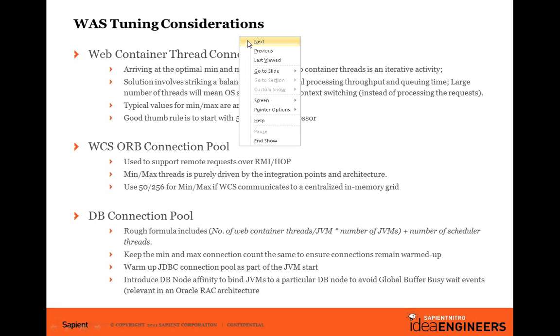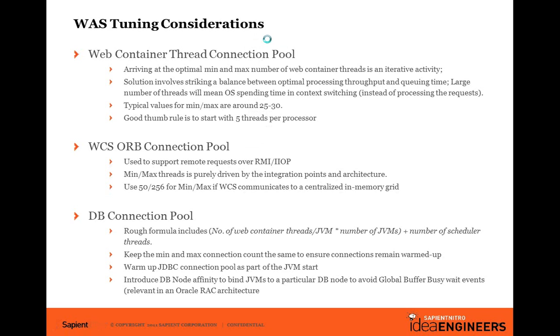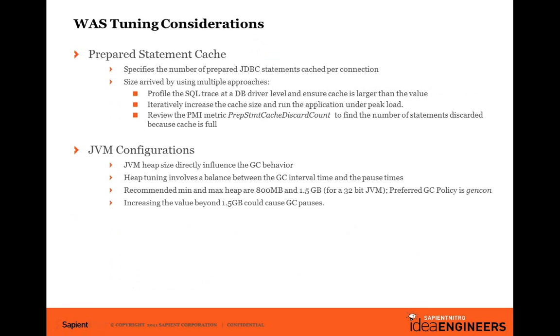Continuing on web application tier or app container tuning, the next one is the prepared statement cache. A lot of people know that when you have JDBC connections, you can cache a lot of JDBC statements so that they're all precompiled and don't need to be compiled again. There's no magic formula to arrive at the size, but the first thing I would suggest is to profile the SQL trace. When you load the page, see how many SQLs are being fired, and make sure your cache is large enough above that.